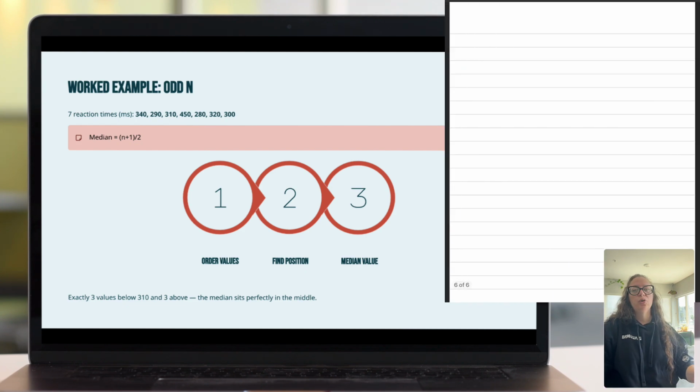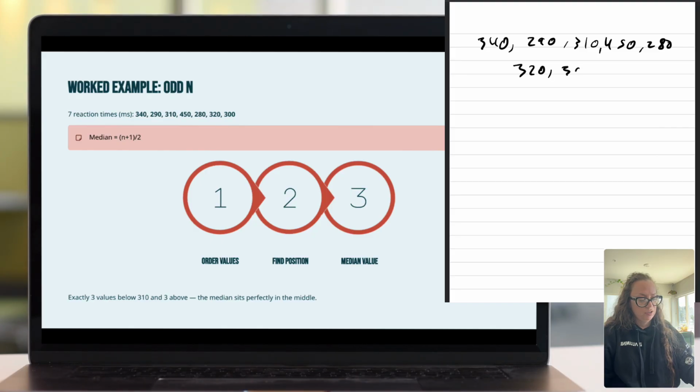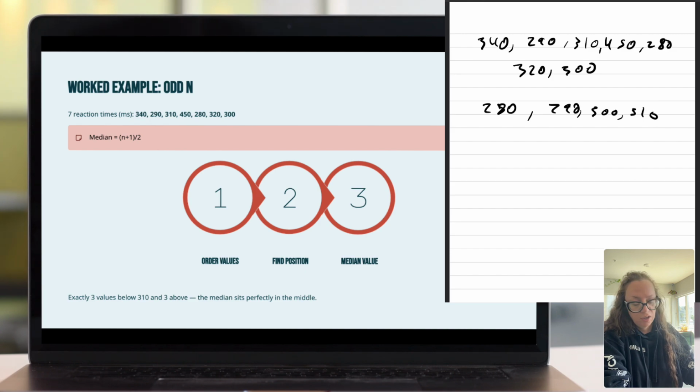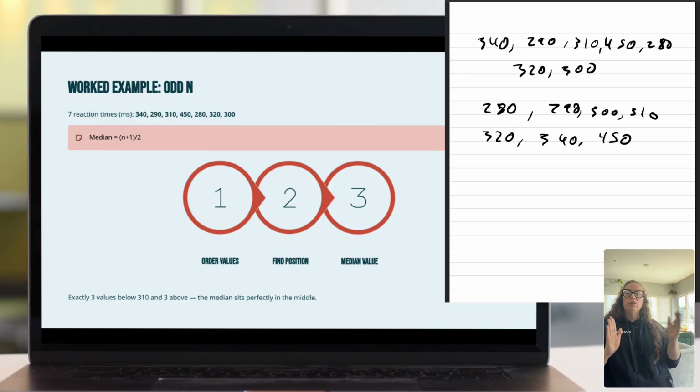So let's go through an example. Suppose you have 7 reaction times that you're measuring in milliseconds. So you have 340, 290, 310, 450, 280, 320, and 300. So order those from lowest to highest. Now you have 280, 290, 300, 310, 320, what's the next one? 340, and 450. Okay, so now you have to find the position, where's the middle?